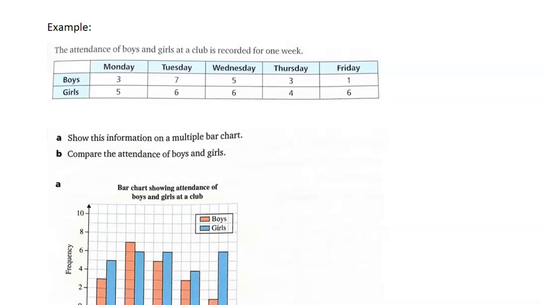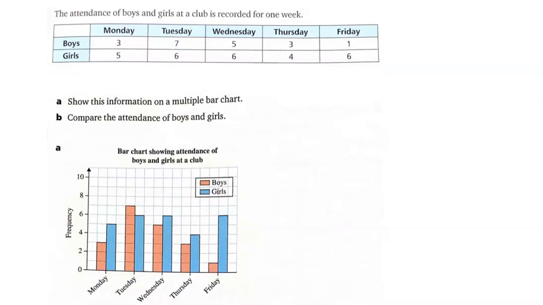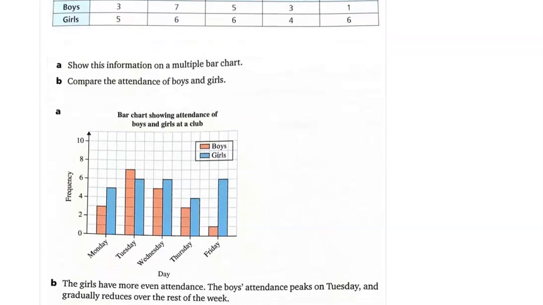We've got the attendance of boys and girls as recorded at this club. Show it in a bar chart. So you can see it there where you've got the frequency and the day across the bottom. You've got boys and girls in the two different colors. Please note the day or that axis is labeled right in the middle of the bars, and the bars are drawn around that point. Okay, so for Monday, you've got the boys and the girls.